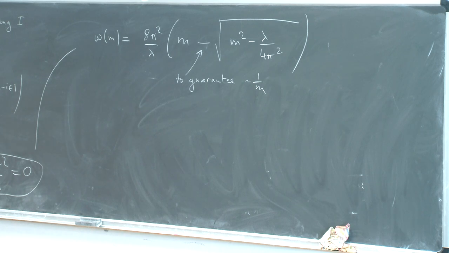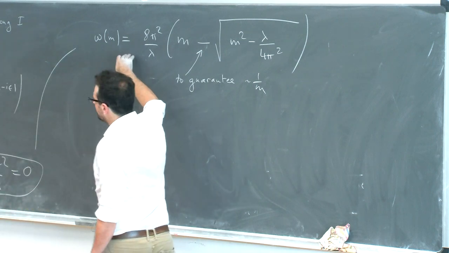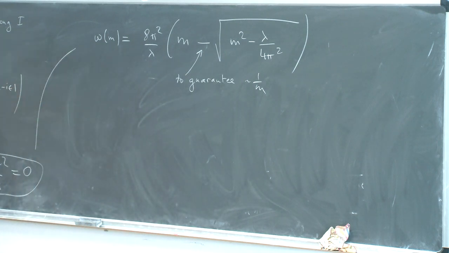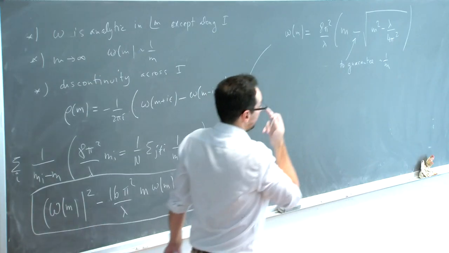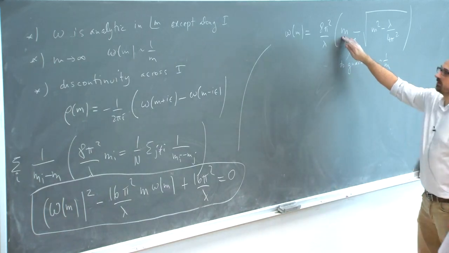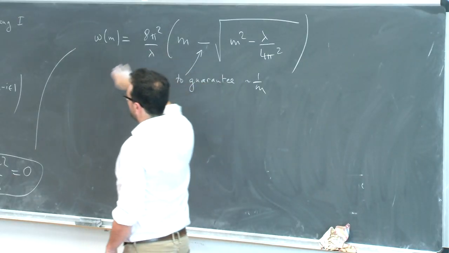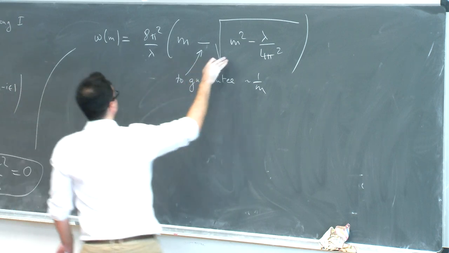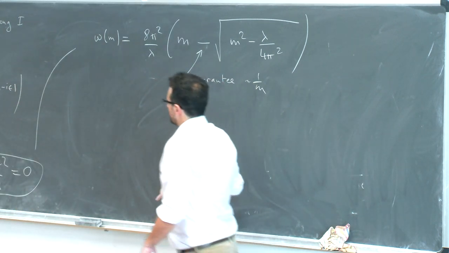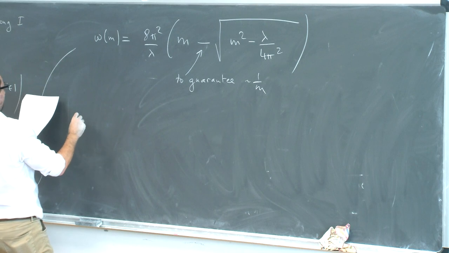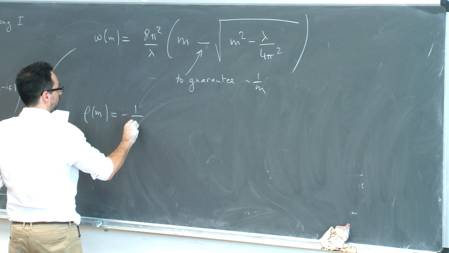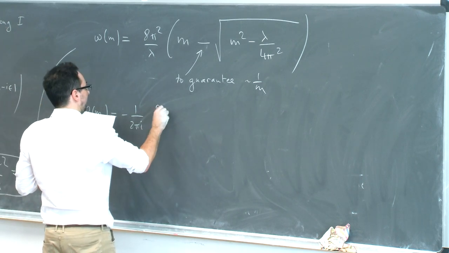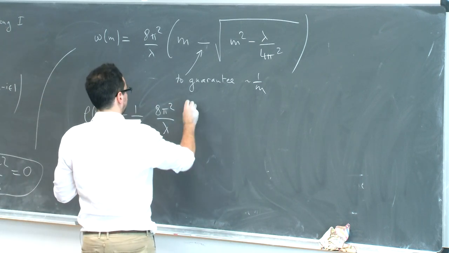OK, so now I got from the saddle point equation the resolvent. And now if I plug the resolvent in the discontinuity equation, I find rho. OK, so now let's see. The resolvent has two pieces. It has m, which is continuous across the cut, and then there's a square root, which is not. And so rho of m from this equation is minus 1 over 2 pi i, 8 pi squared over lambda.